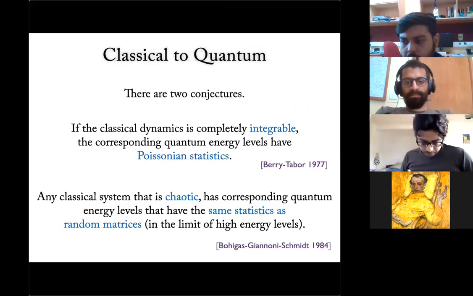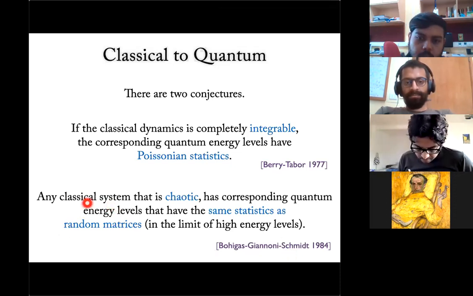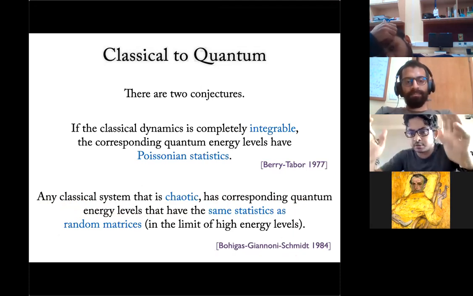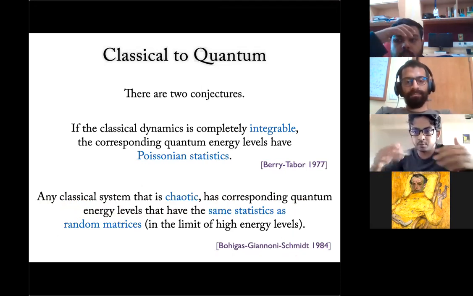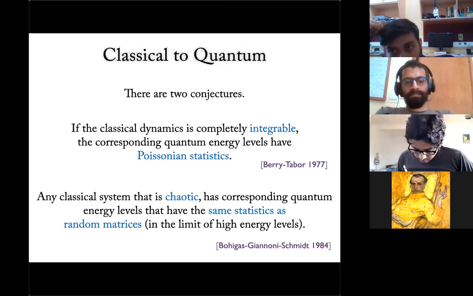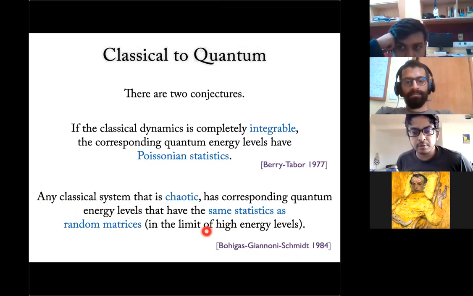And the other conjecture is by BGS. It says that if a classical system is chaotic, then the corresponding quantum energy levels, so you take the same potential and solve the quantum problem, which is solve the Schrodinger equation with the same potential, have the same statistics as that of random matrices in the limit of high energy levels. Okay, so that's the conjecture.